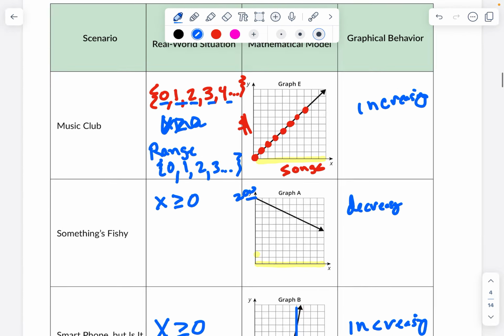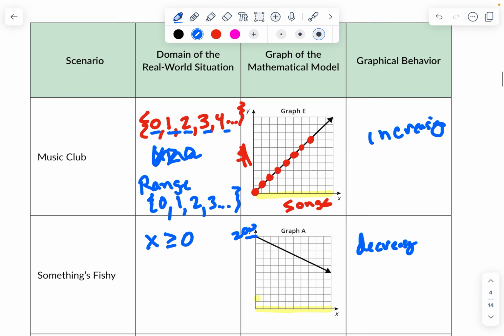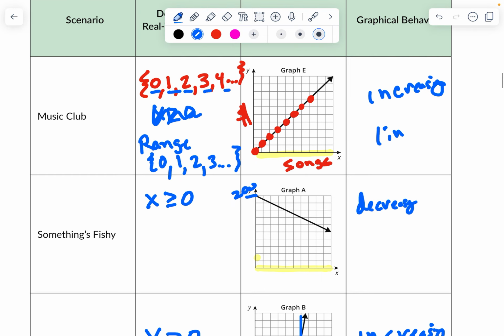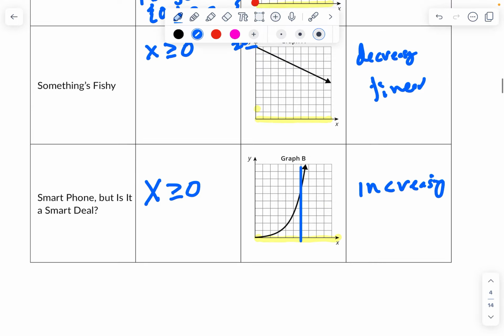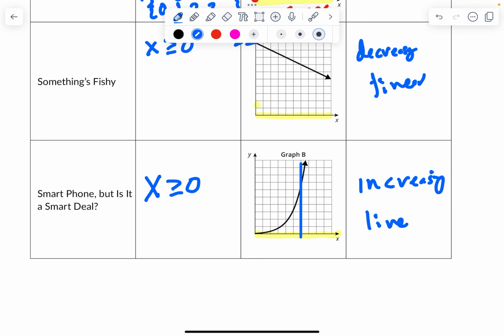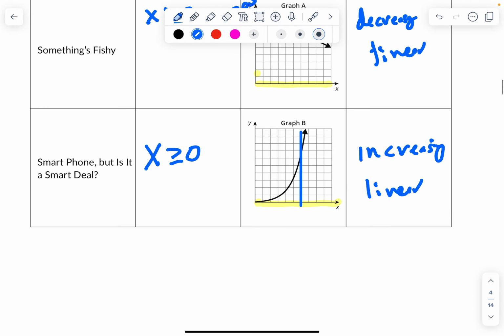Now, go back and name the graph types, which I suppose I should have done. This was linear. This was a decreasing linear. This was an increasing linear. I'm sorry, not linear. Did I really just do that? This was an increasing exponential.